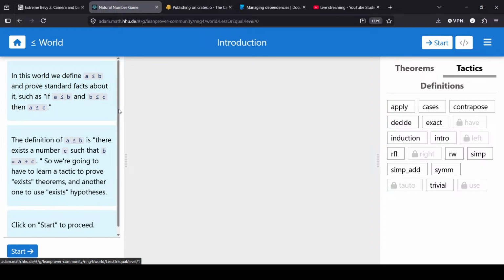In this world, we define A less than or equals B and prove standard facts about it, such as if A is less than or equal to B and B is less than or equal to C, then A is less than or equal to C.